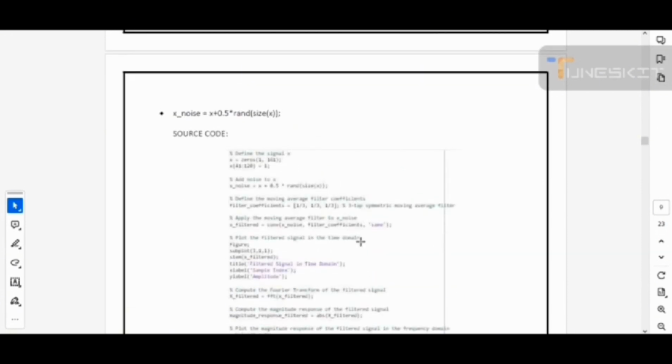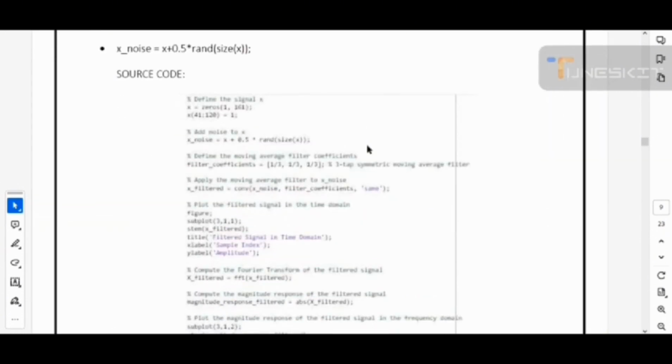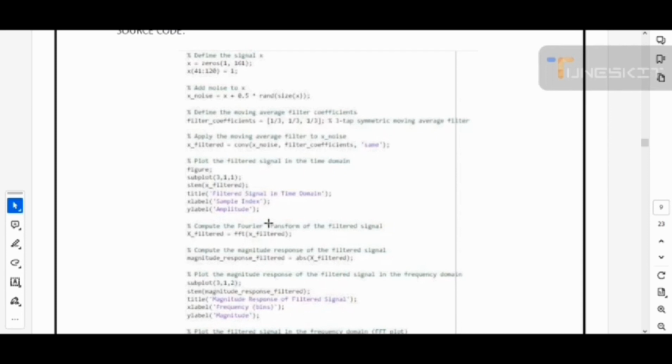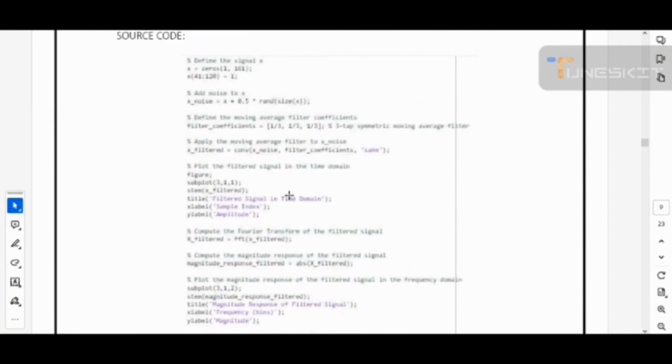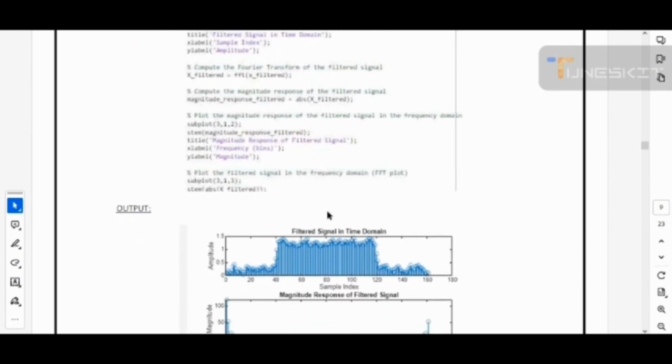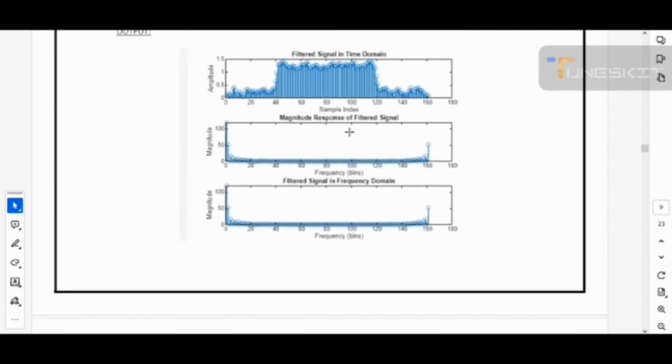Moving on towards the next task, here first of all we have used the value of x, and then we have defined our function, and the value of the range is from 1 to 161. After that we have used the signal command and added the noise, then we have defined the moving average filter. Same as above, we have used the subplot, and for plotting the filtered signal in the time domain we have used the plot command, the title, the x label and the y label. After that we have used the Fourier transform FFT function, and here it is the output.